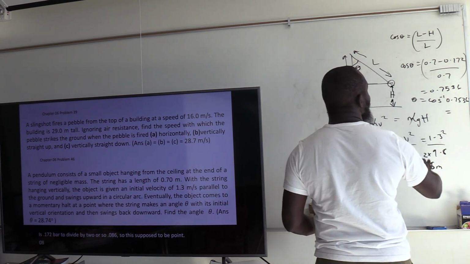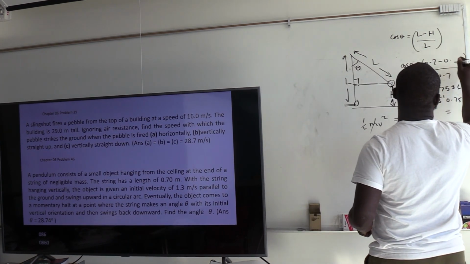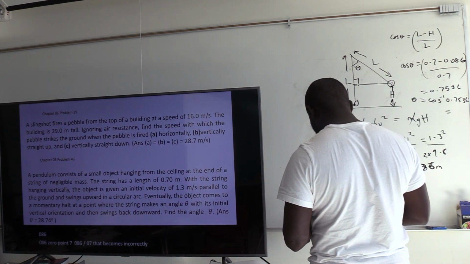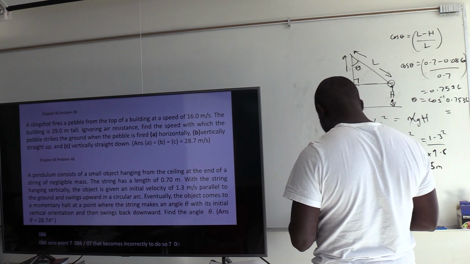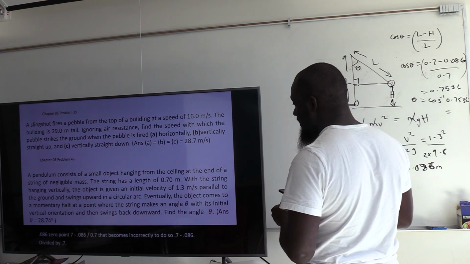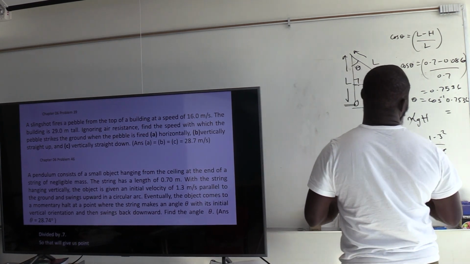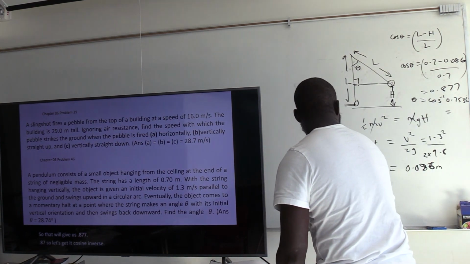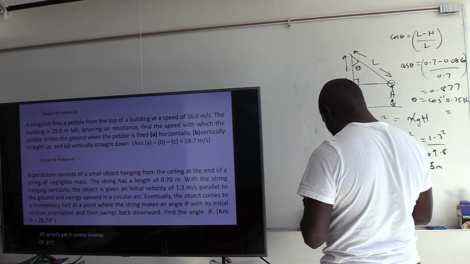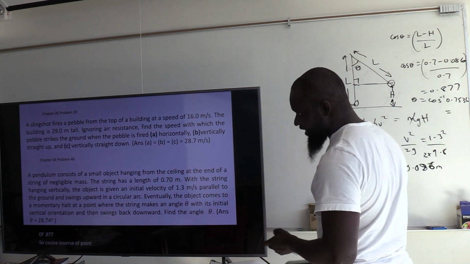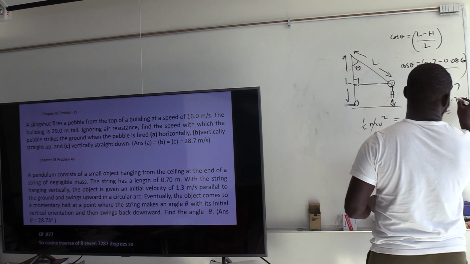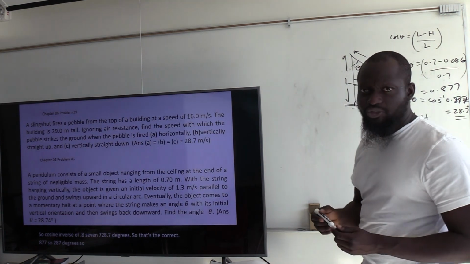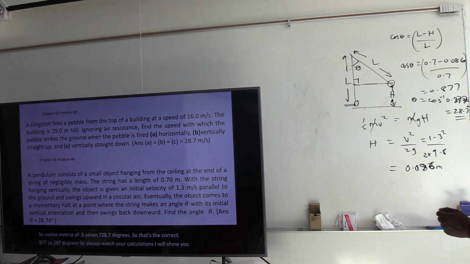So 0.7 minus 0.086, over 0.7. That becomes the correct thing to do. So 0.7 minus 0.086 divided by 0.7 gives us 0.877. So let's get the cosine inverse of 0.877, which is 28.7 degrees. So that's the correct answer. So always watch your calculations and make sure you're doing the correct thing, and make sure you are not missing anything along the way.